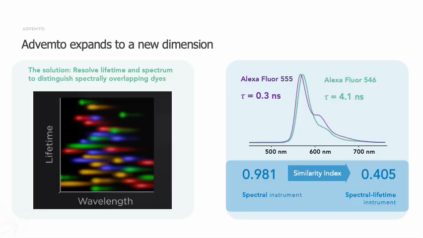Take Alexa Fluor 546 and 555. They're nearly identical with a spectral similarity index of 0.981, but including their distinct nanosecond lifetime signatures reduces their similarity index by more than half.